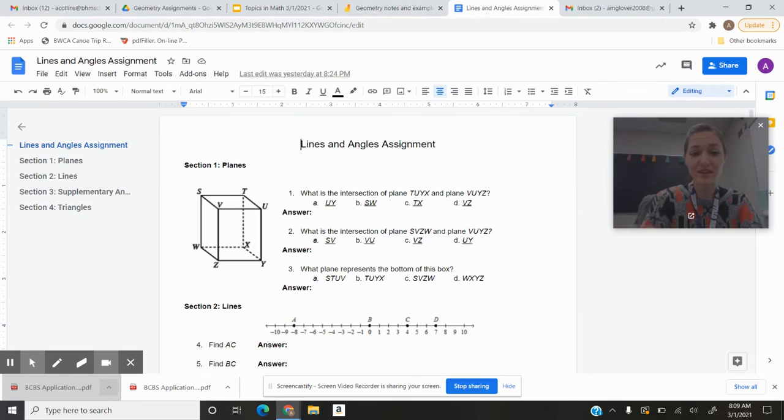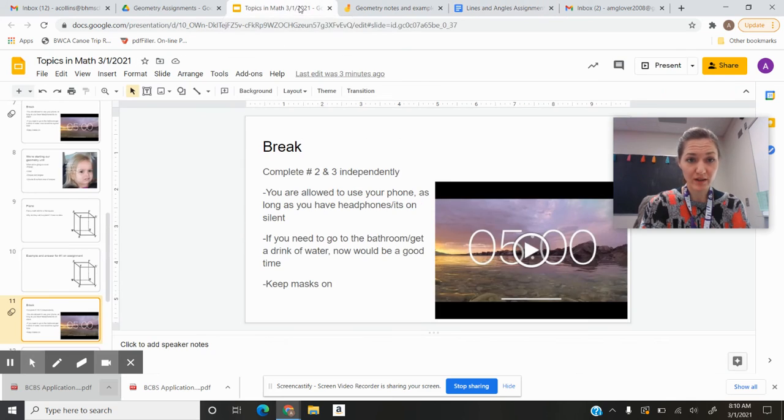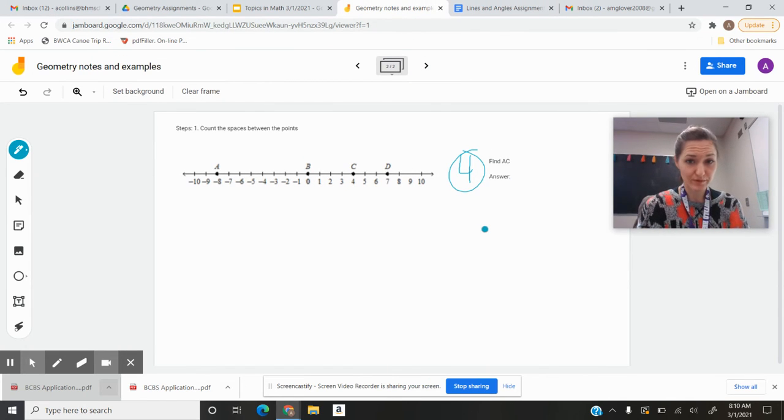Easy peasy. And it's nice because this is multiple choice, so you can check your multiple choice answers with the picture over here. So our answer is UY. So right here on your assignment, go ahead and just type UY. That should help you with questions 2 and 3. I'm going to go ahead and skip over to question 4.